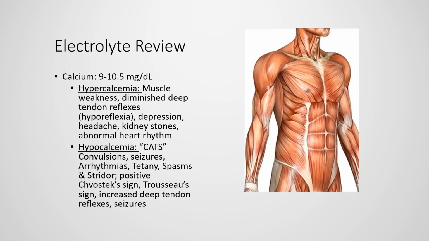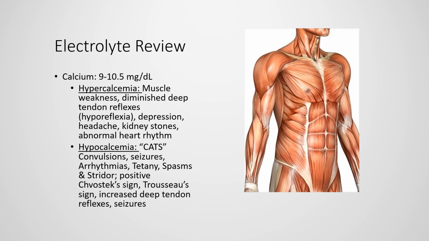All right, so the next electrolyte is calcium. The normal level is 9 to 10.5. So hypercalcemia, there's a pretty simple mnemonic for hypercalcemia: high serum calcium. And I'm not a big fan of mnemonics because that means I'm memorizing something, and I try my best not to memorize because it just doesn't last very long, unfortunately.